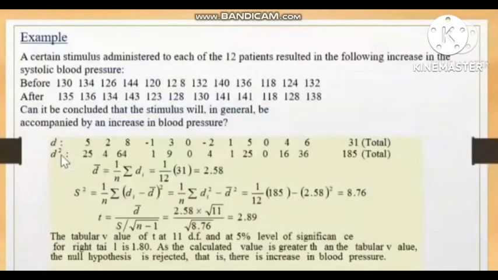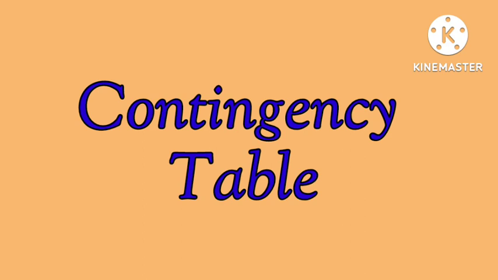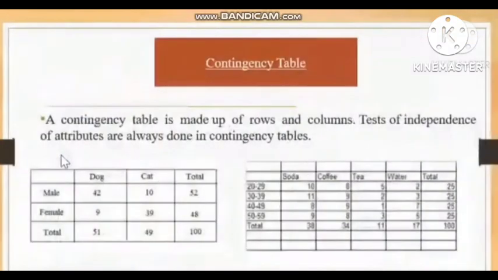Now, test of independence of attributes we generally do in a table, a special table, which is known as contingency table. Now we will ask, what is a contingency table? Very simple. A contingency table is made up of rows and columns. Now this is a contingency table. There are two rows. One row is of male, another row is of female. Total do not consider as row. There are two columns.